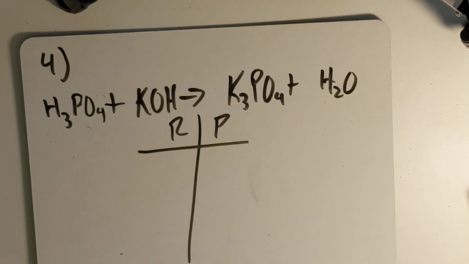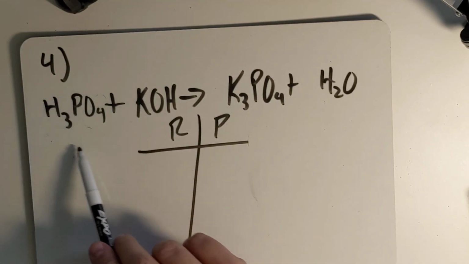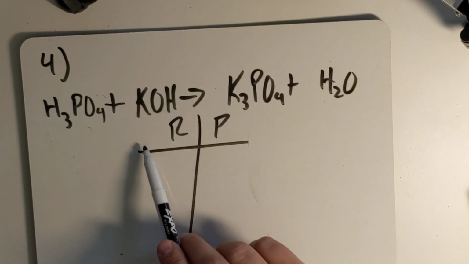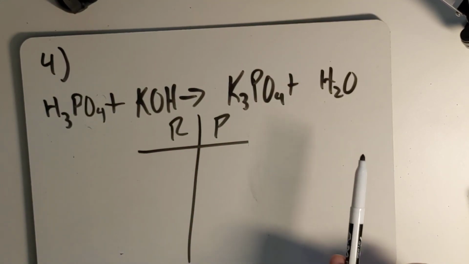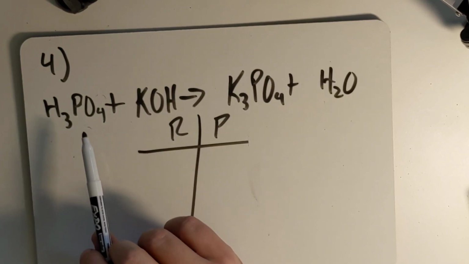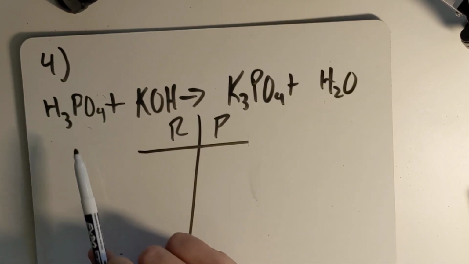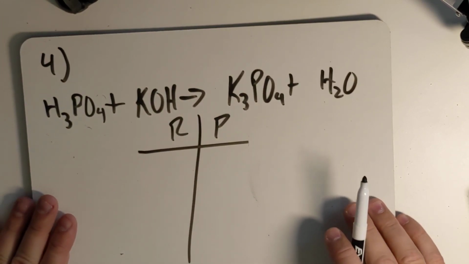So that's where it's going to get tricky. And you have to remember, whenever you count all of your elements, you're counting all of them for the entire reactant side and for the entire product side. So you need to remember that you have to count all of them for each side. Otherwise, you're going to make some silly errors that'll frustrate you for sure.